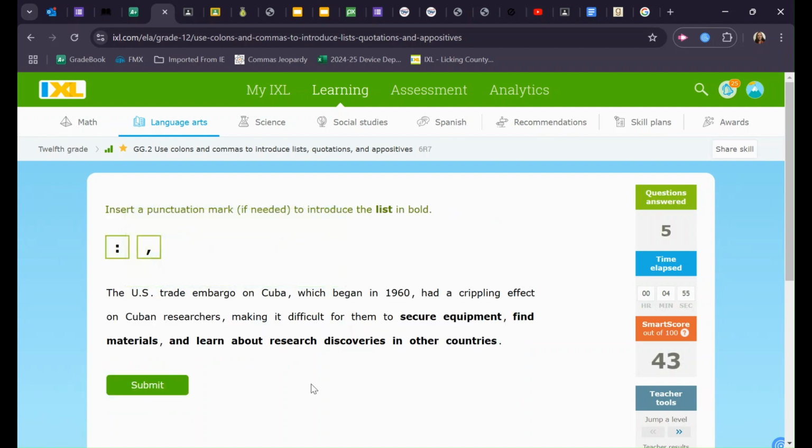The U.S. trade embargo on Cuba, which began in 1960, had a crippling effect on Cuban researchers, making it difficult for them to secure equipment, find materials, and learn about research discoveries in other countries. So my list starts right here. The question is, do I need a pause there? And to me, it sounds perfectly good without the pause. I also recognize that, again, this is not like the end of a complete thought, so trying to put punctuation there doesn't make sense. I'm just going to leave it as is.